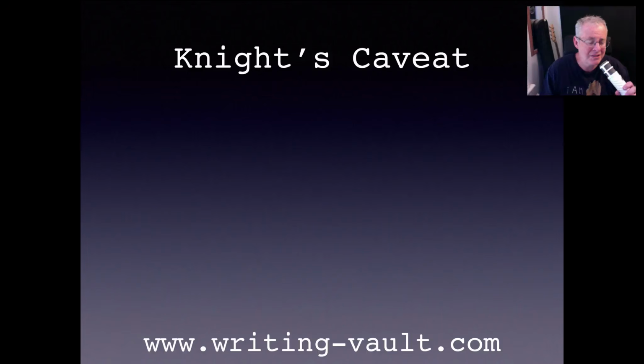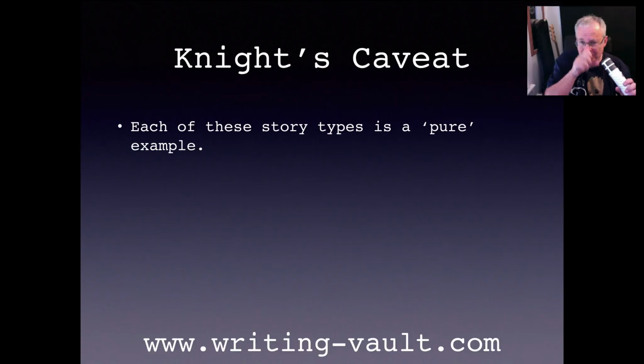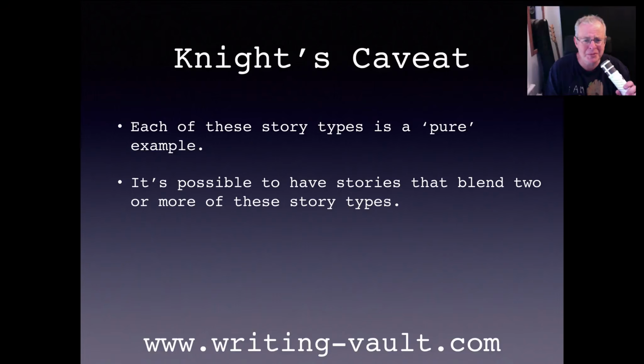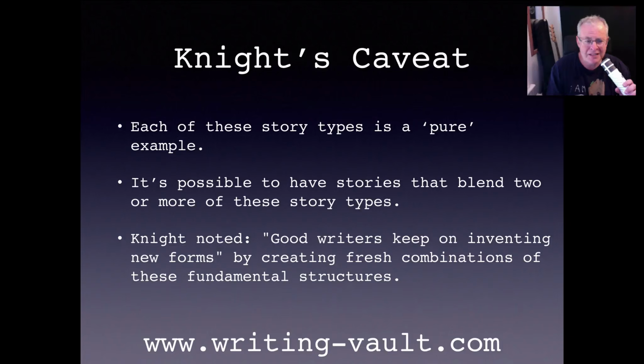There was a caveat that Damon Knight gave when he was talking about these 6 story types and after identifying them, and that caveat was that each of the story types is a pure example, but it's entirely possible to have stories that blend 2 or more of these story types. And Knight himself uses Dashiell Hammett's story The Maltese Falcon as an example of a story that blended 3 story types. Knight said, "Good writers keep on inventing new forms by creating fresh combinations of these fundamental structures."